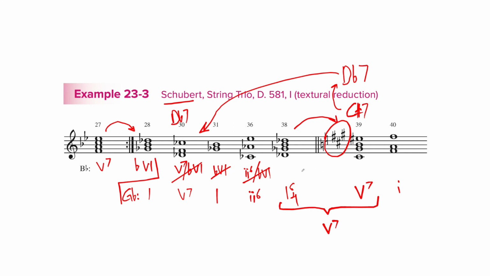Shall we call this change an enharmonic modulation? Absolutely not, because it doesn't change the sound. This is the important part. We should ask ourselves if it does change the sound.